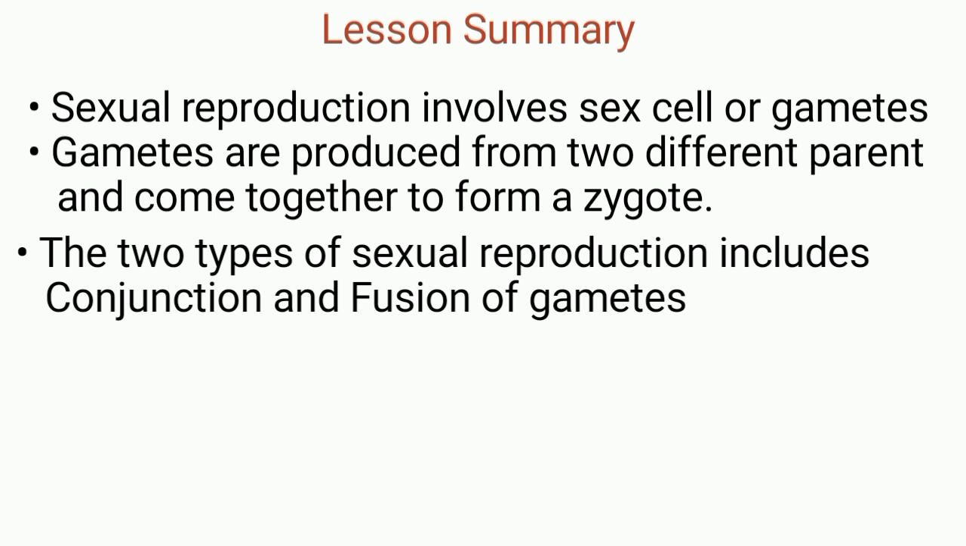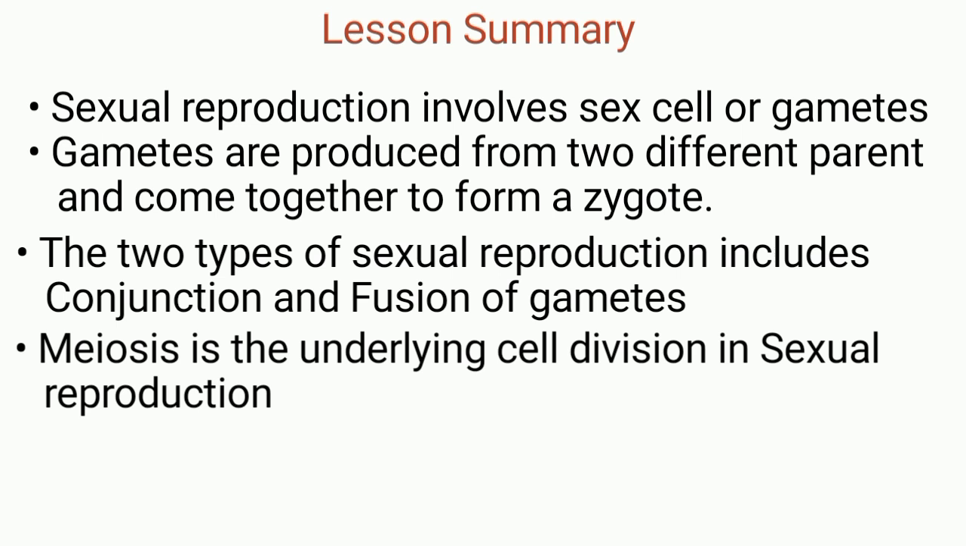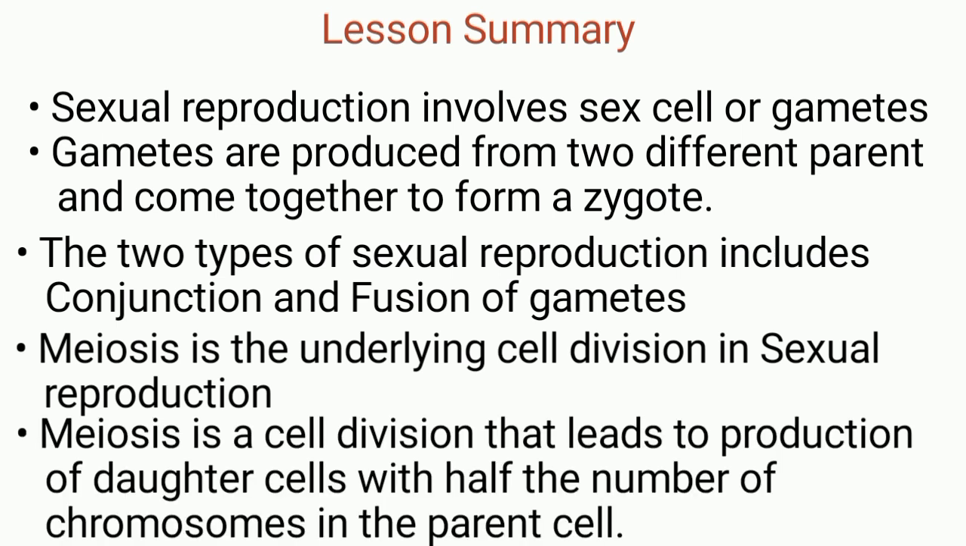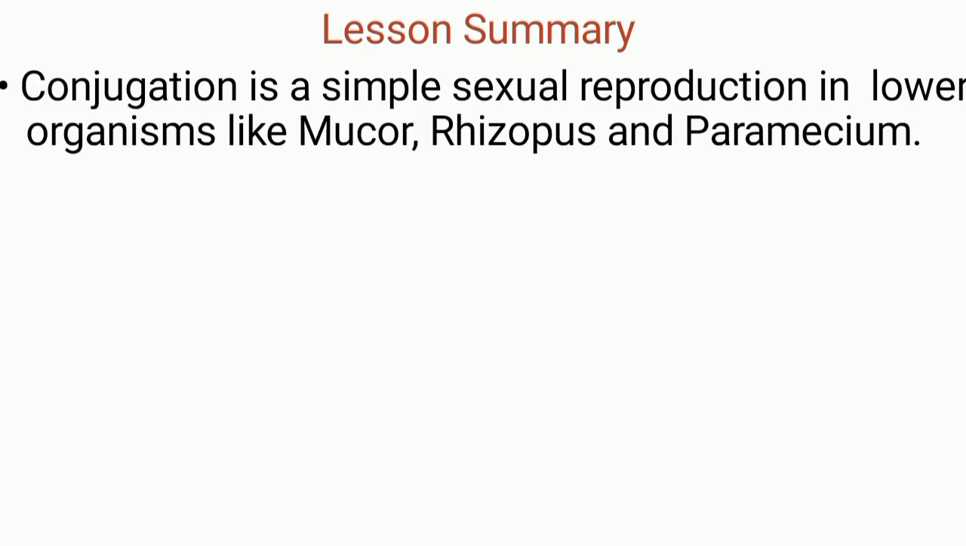We also learnt that both fusion of gamete and conjugation are controlled by meiosis, and meiosis is a division that leads to production of 4 daughter cells that have half of the chromosomes in the parent. We learnt that conjugation is a simple type of sexual reproduction which occurs in some lower organisms like mucor, rhizopus and paramecium, and it involves the passing of nuclear material from one cell to another.